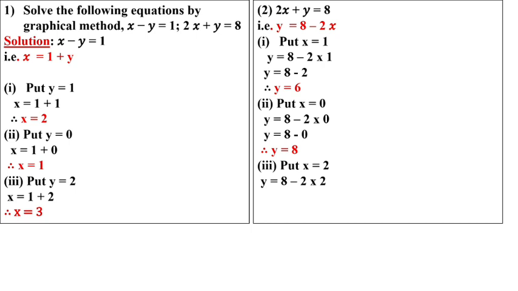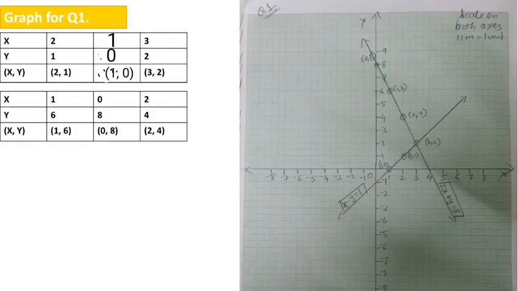Leave it. Put x equal to 2, y equal to 8 minus 2 into 2. 2 twos are 4. 8 minus 4 we get 4. Question number 1, we got the coordinates from the two equations. With the help of this, we will make the graph. Two lines we can draw, collinear points we can draw with the given coordinates. Okay.